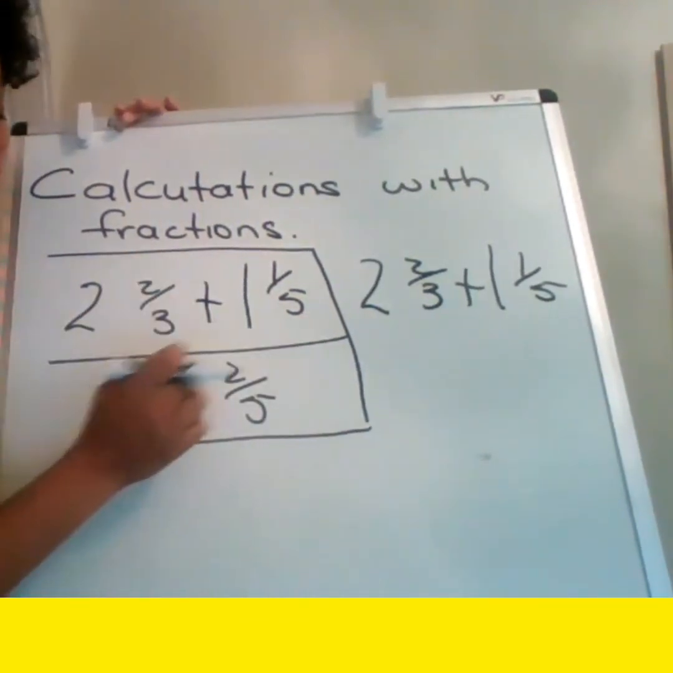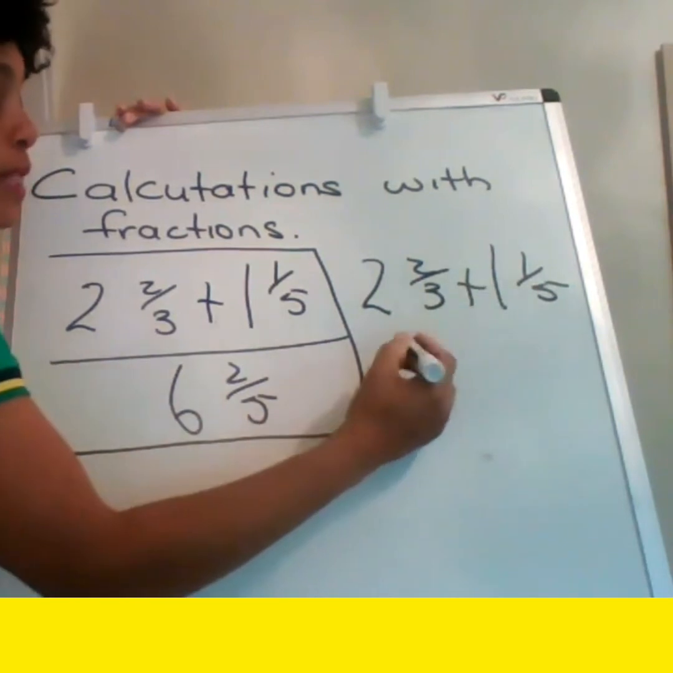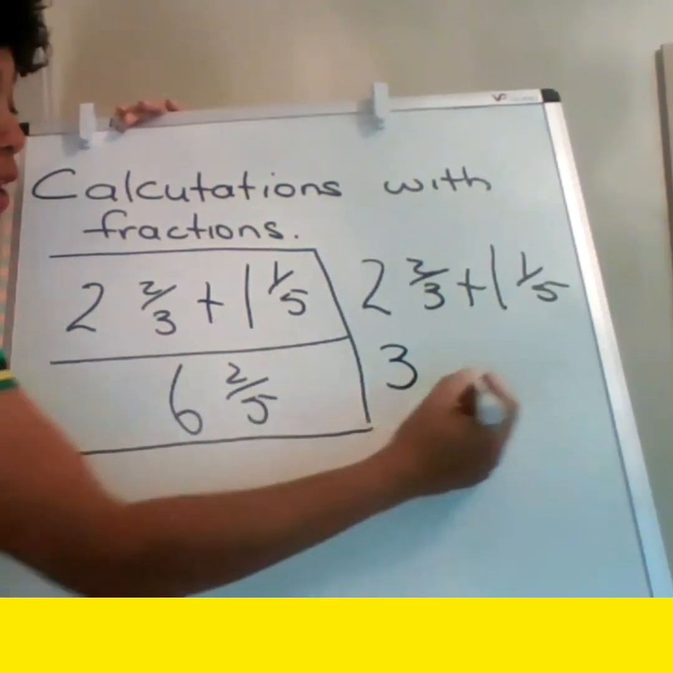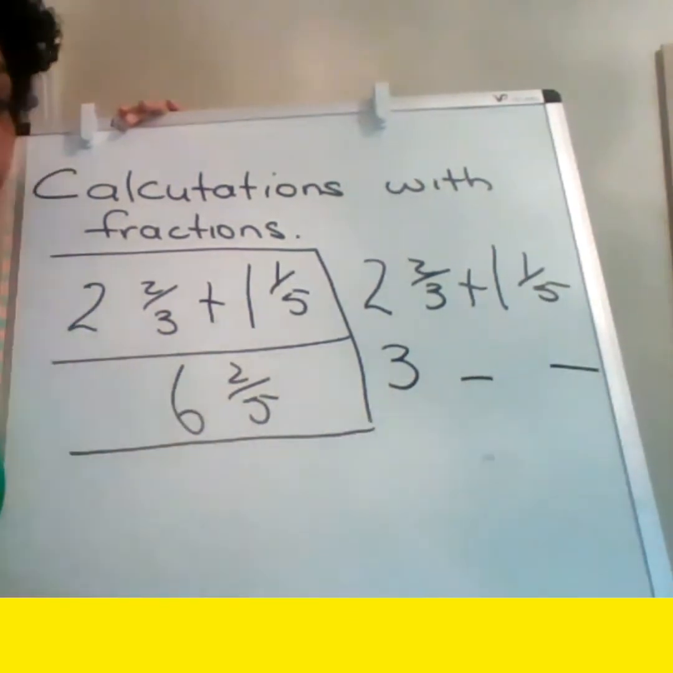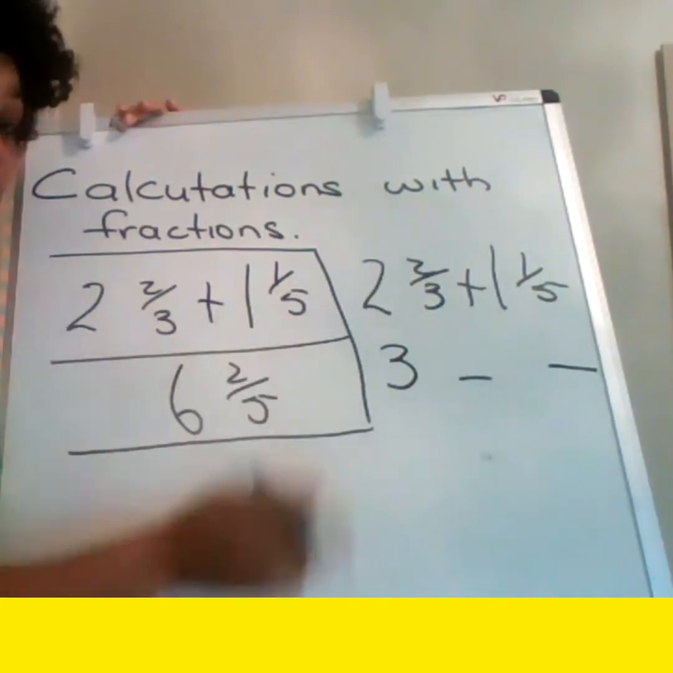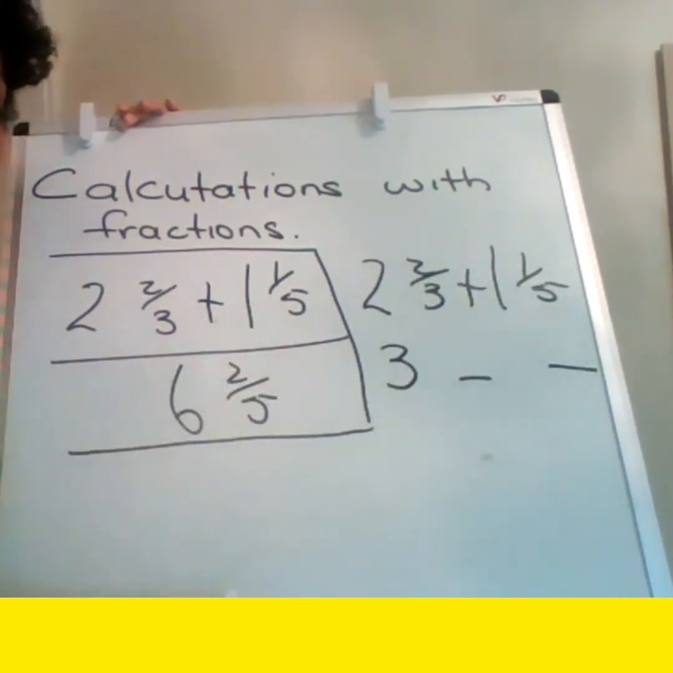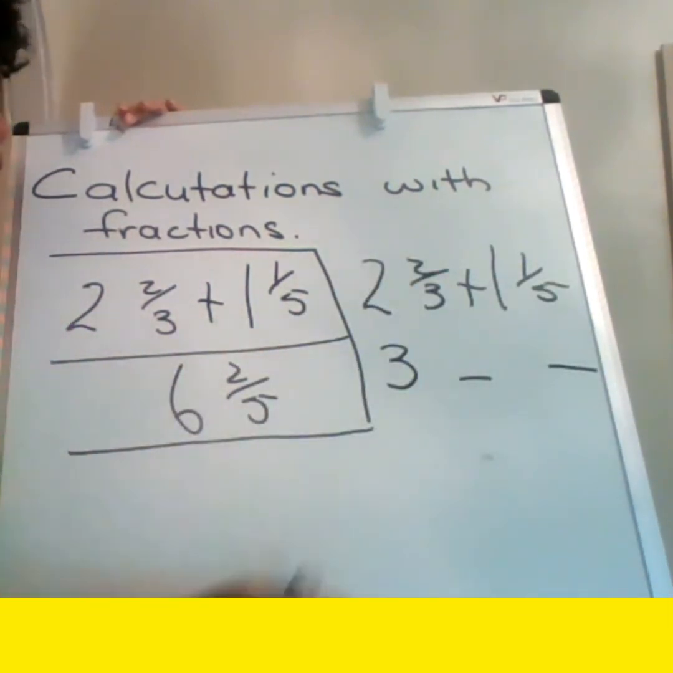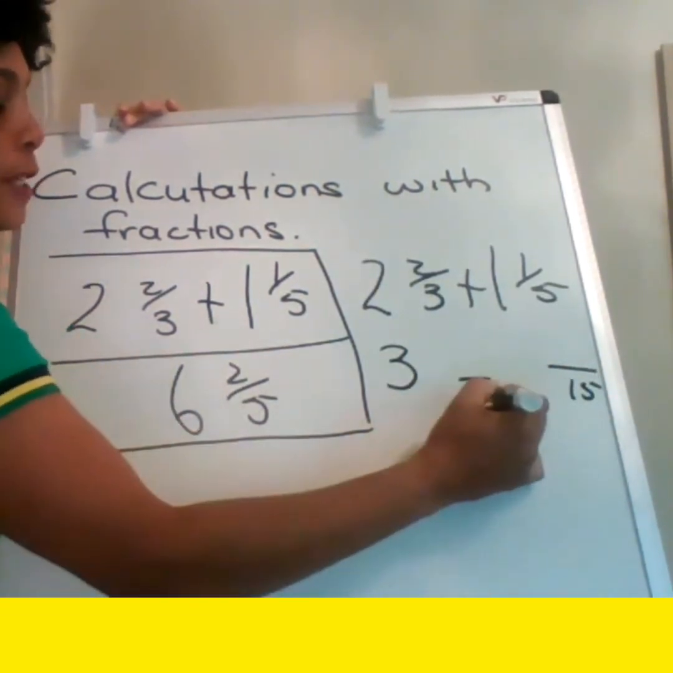How do we add mixed numbers? We add the whole numbers together first. So 2 plus 1 is 3. So I'm going to put that 3 there. Then I'm going to find my LCM for 3 and 5. I'm going to use the bigger number in this case. I'm going to be looking in the 5 times table. For the first number I see in the 5 times table, and I see it in the 3 times table, that's going to be 15.